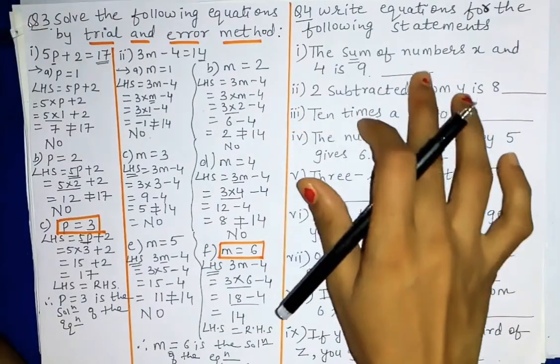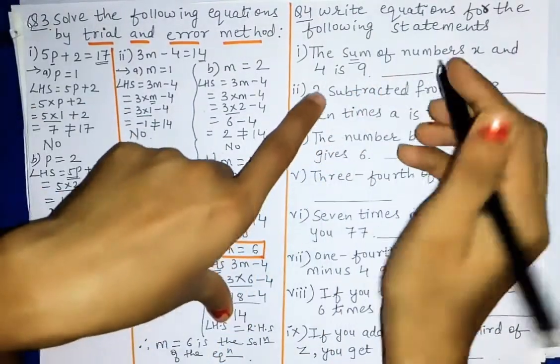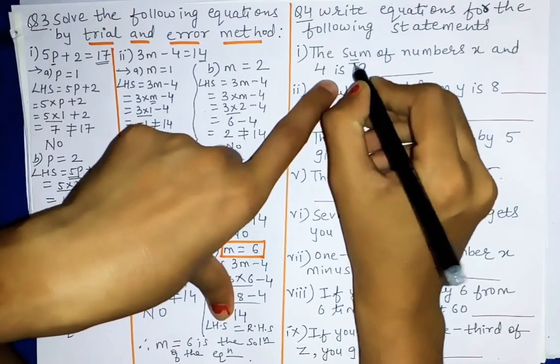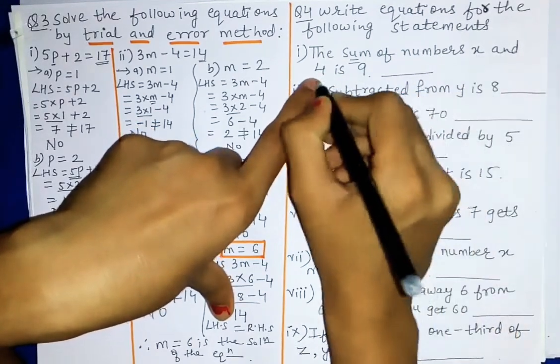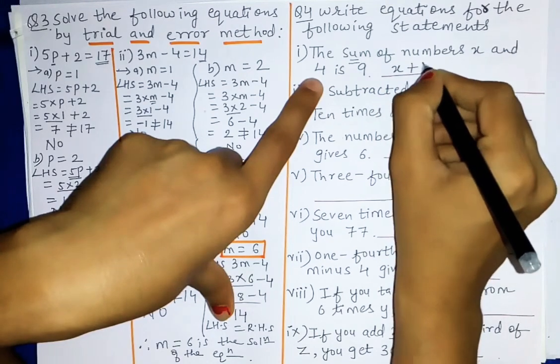Okay, so the sum of numbers x and 4 is 9. So we are taking sum, we are taking total of numbers. Which numbers? x and 4. So we have to take the sum of x and 4, means x plus 4.